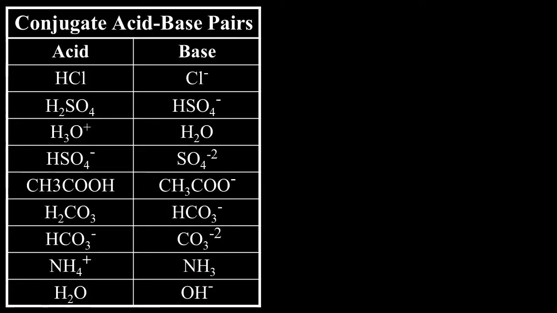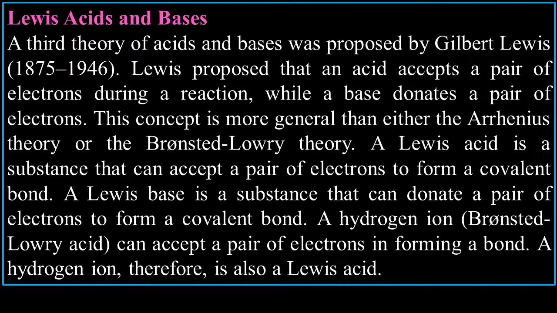Here's a table which shows the conjugate acid-base pairs of a variety of acids and how to recognize them and the corresponding base. A third theory of acids and bases was proposed by Gilbert Lewis. Lewis proposed that an acid accepts a pair of electrons during a reaction, while a base donates a pair of electrons. This concept is more general than either the Arrhenius theory or the Bronsted-Lowry theory.